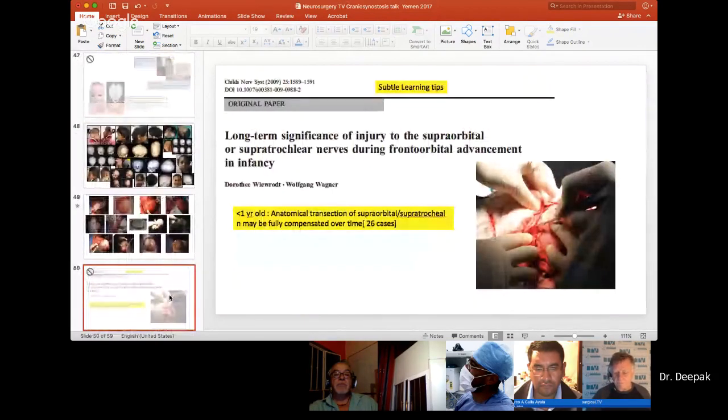And there is a lot of controversy regarding the supraorbital supratrochlear nerve. However, I would say that in children less than 1 year of age, you can safely get away by damaging it. I don't say that you should not make an attempt to save it. You should attempt to save it. However, if there is an atypical transection of the supraorbital or supratrochlear nerve, it is usually fully compensated in these children.